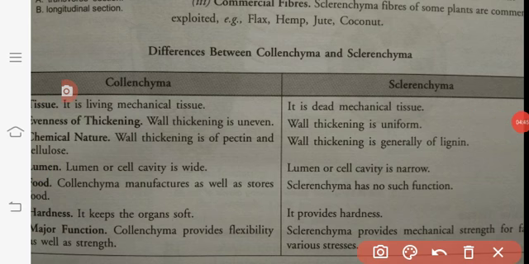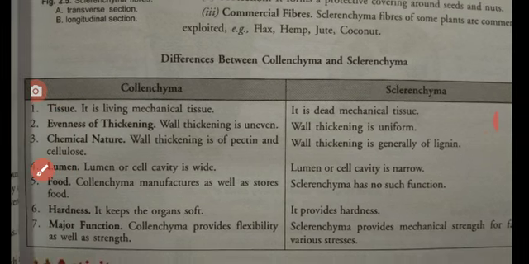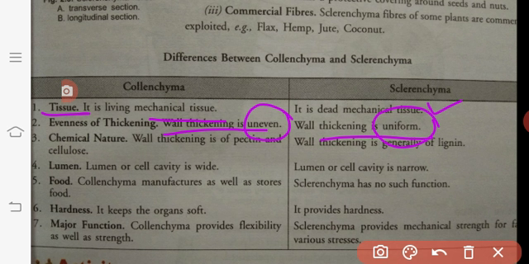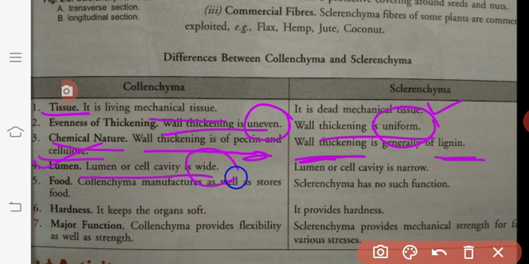Now, what are the differences between collenchyma and sclerenchyma? देखो बेटा, first is collenchyma tissue. It is living mechanical tissue and sclerenchyma क्या है बेटा, dead mechanical tissue है। Second, evenness of thickening, collenchyma में जो wall thickening होती है वो uneven होती है, इसमें जो wall thickening होती है वो uniform होती है। Third is chemical nature, collenchyma wall thickening is made up of pectin and cellulose, and in sclerenchyma wall thickening is of lignin.